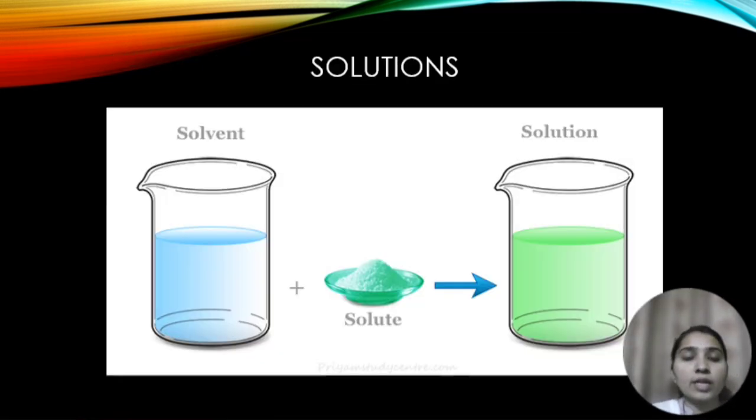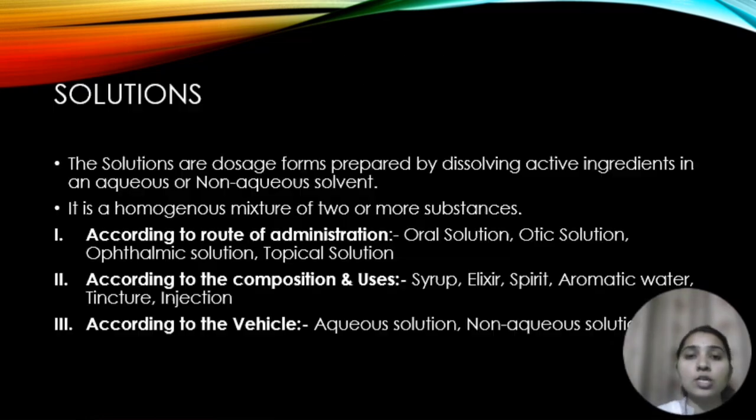Next we will start the first monophasic dosage form, that is solution. What is meant by solution? When solute and solvent are mixed together they form a clear homogeneous liquid, which is called a solution. Solutions are dosage forms prepared by dissolving the active ingredient in an aqueous solvent, that is water, or a non-aqueous solvent, without water. So it is a homogeneous mixture of two or more substances.